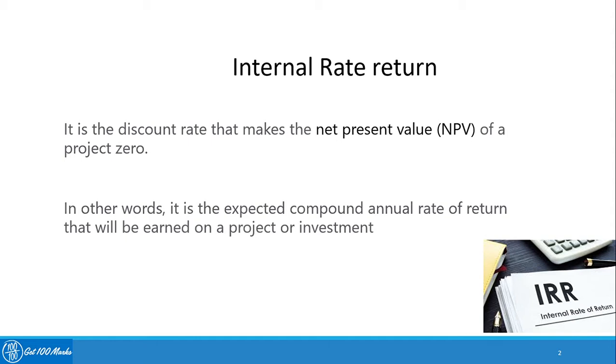Which means to say that it is the expected compounded annual rate of return that will be earned on a project or investment. Obviously, then only we are saying that the present value of the future cash flows basically covers all the initial investment that the company made.